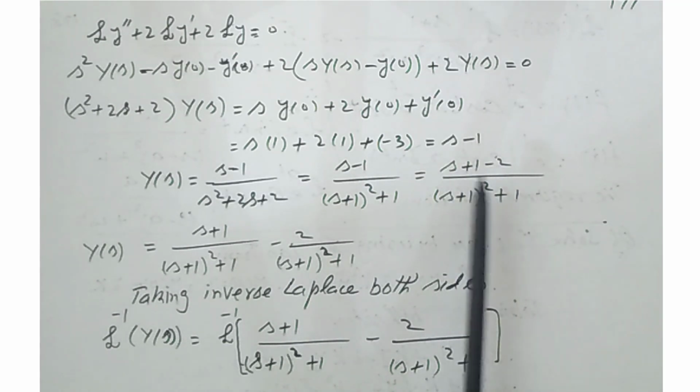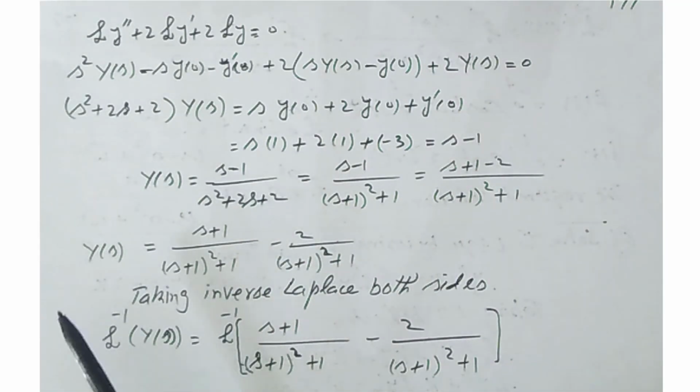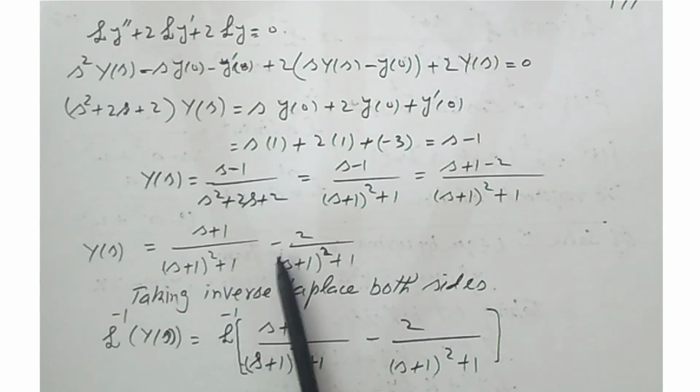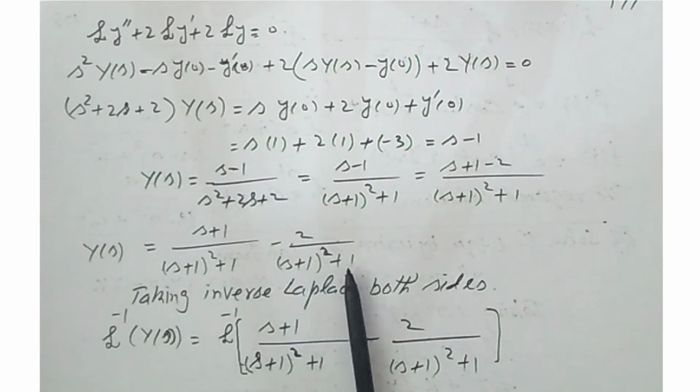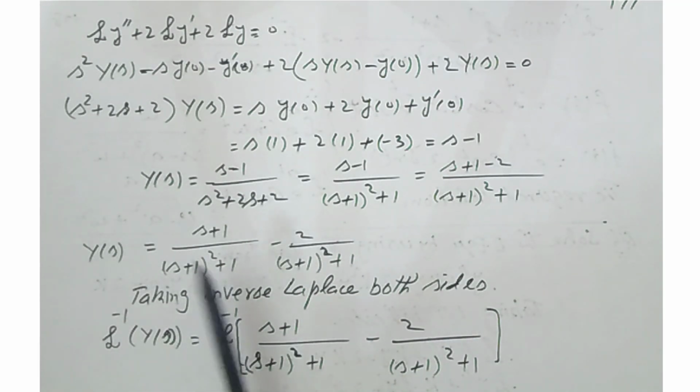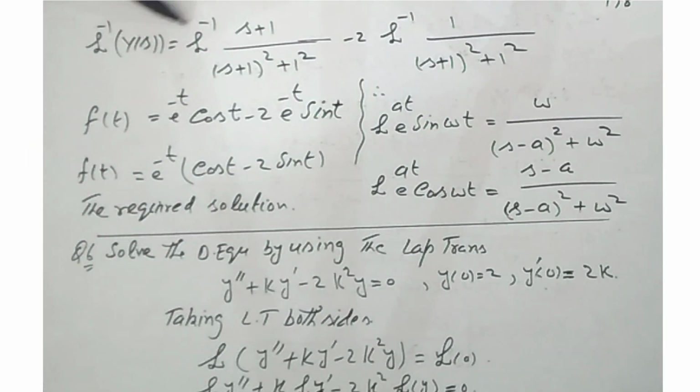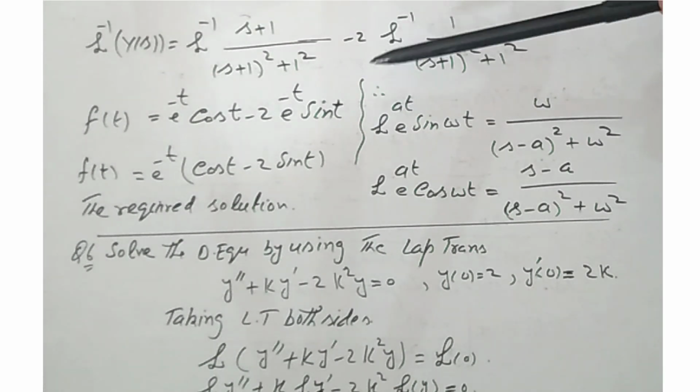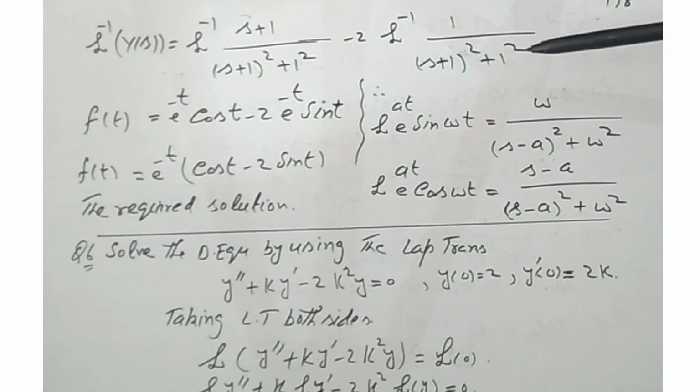So by using the partial fraction, this becomes Y(s) = (s + 1) / ((s + 1)² + 1) - 2 / ((s + 1)² + 1). Taking the inverse Laplace on both sides, L⁻¹{Y(s)} = L⁻¹{(s + 1) / ((s + 1)² + 1)} - 2 L⁻¹{1 / ((s + 1)² + 1)}.